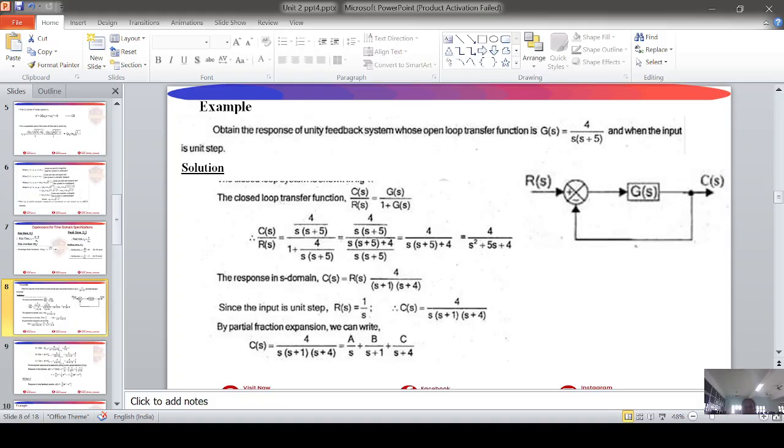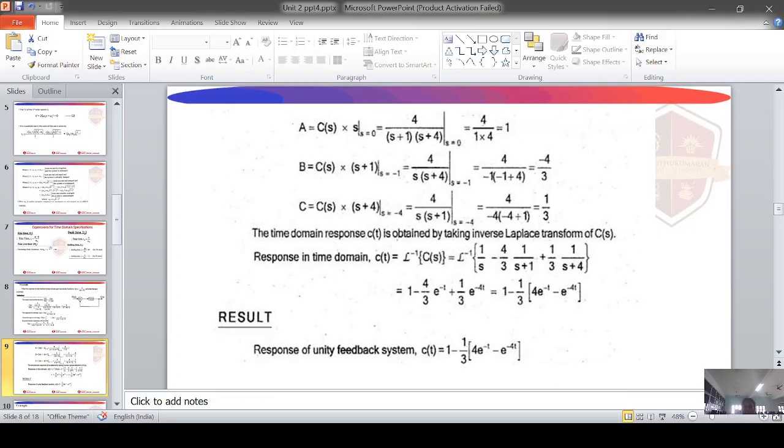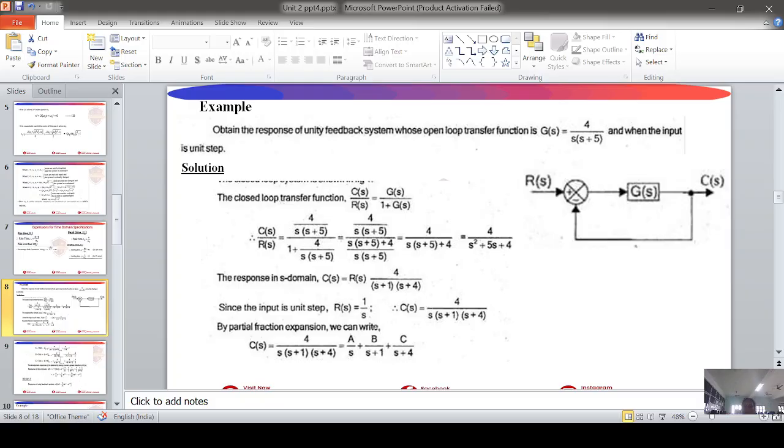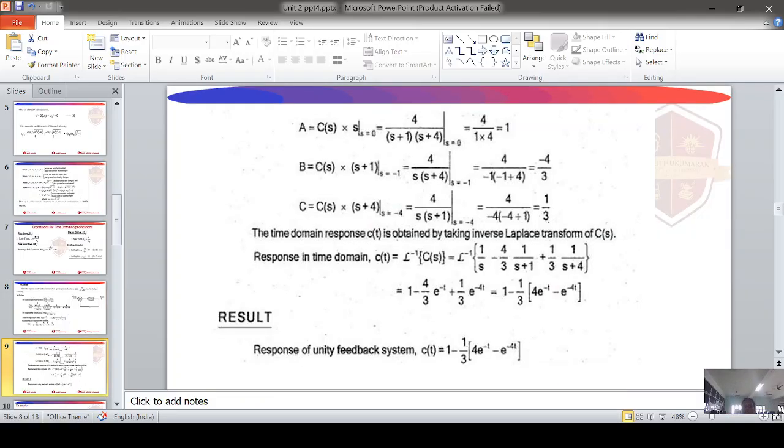Given that the input R of s is equal to 1 by s, we substitute to get the response in the s domain, C of s equal to 1 by s into 4 divided by s plus 1 into s plus 4. Applying partial fraction expansion, we introduce three variables for the three terms: A divided by s plus B divided by s plus 1 plus C divided by s plus 4. Then we find the residues A, B, C. The time response c of t is obtained by taking the inverse Laplace transform of C of s.